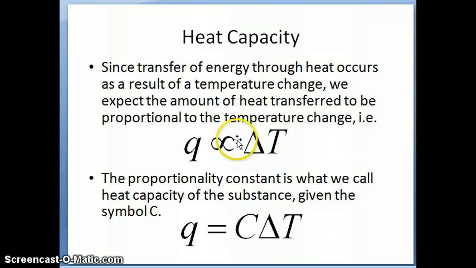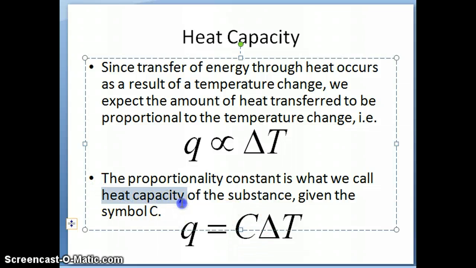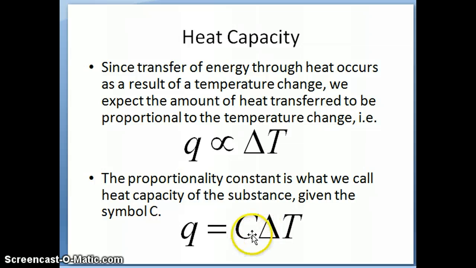Now, of course, we don't usually operate with proportionality, but with equality. So the question is, what would make this proportionality become an equation? We change this to Q equals C times delta T, where C in this case is what we refer to as the heat capacity of the substance, and that's just a proportionality constant. If you think about it, it's really just something you can measure experimentally. It's something that makes this equation work for a particular substance.